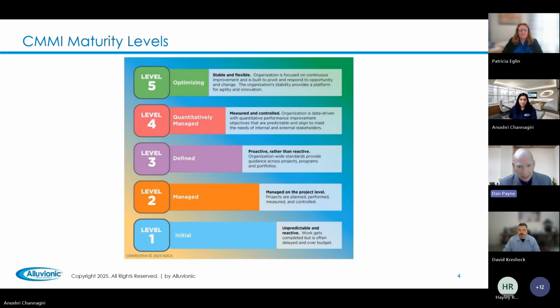Once you move to level 3, now at the organization, you have templates that are available as new projects are being brought into the company, and it's well defined. You're following a standard. Then for level 4 and 5, at level 4, you're measuring and controlling your process. And level 5, you're optimizing. You're looking back at the stability of your process and implementing new changes as appropriate.